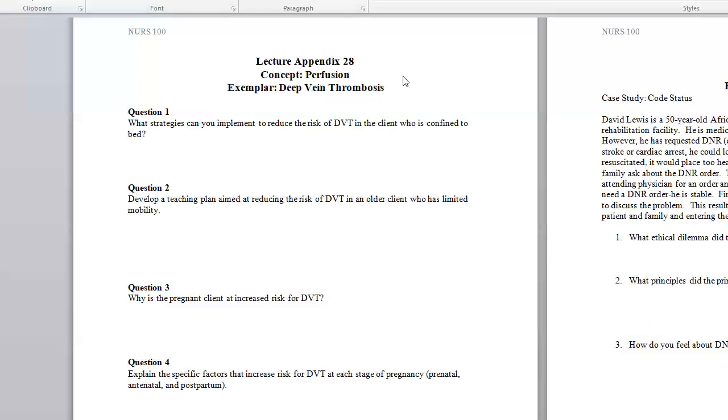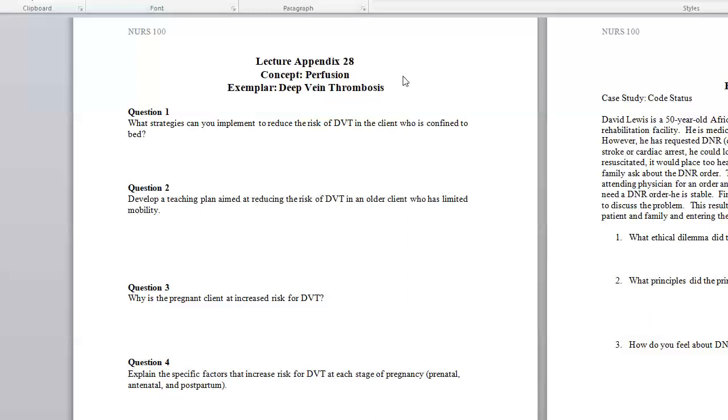Develop a teaching plan aimed at reducing the risk of DVTs in older clients who have limited mobility. A person who has limited mobility can be taught some active and passive exercises and can move the legs and feet while sitting. If a patient can walk at all, he or she should be advised to get up every hour and walk a little, plus the client should not cross their legs as well.